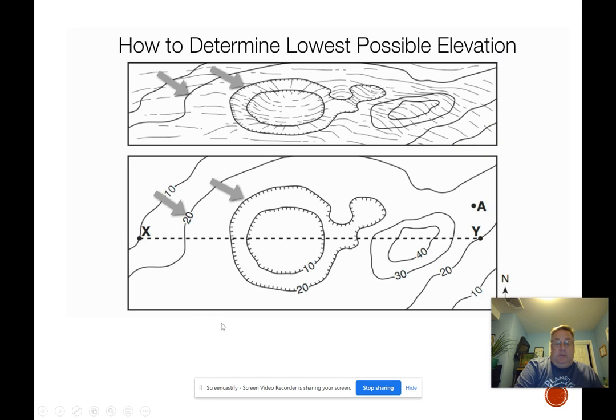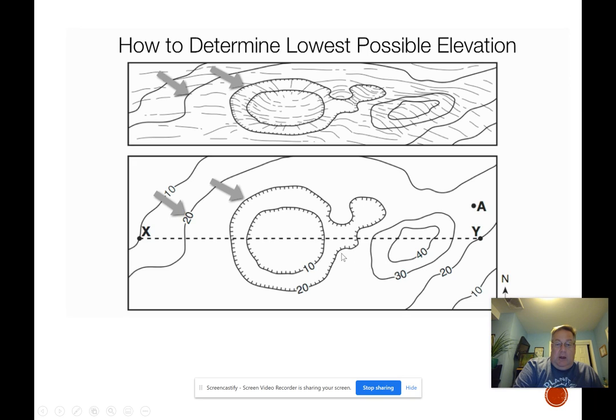Now, this, with all the little dashes here, is a hachure line. When I look here, this is a hole. It could be a crater, anything like that. So the hachure lines are going to indicate the hole. Now how do you know the value or how deep the hole is? The first hachure line is always going to be equal to the last contour line. So the last contour line was 20, which means the first hachure line is also 20.